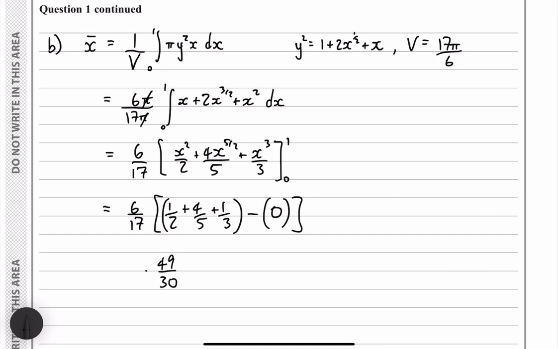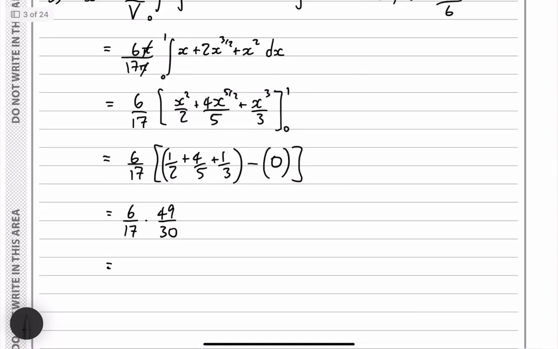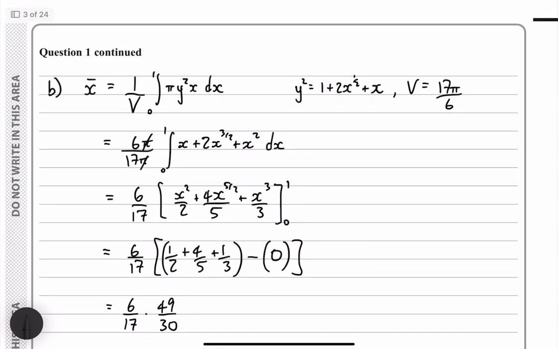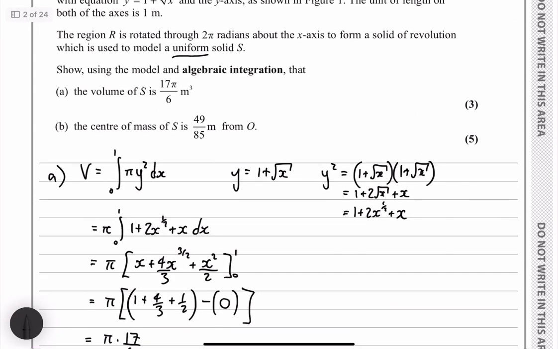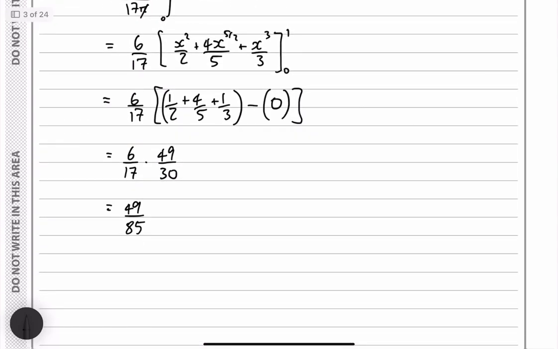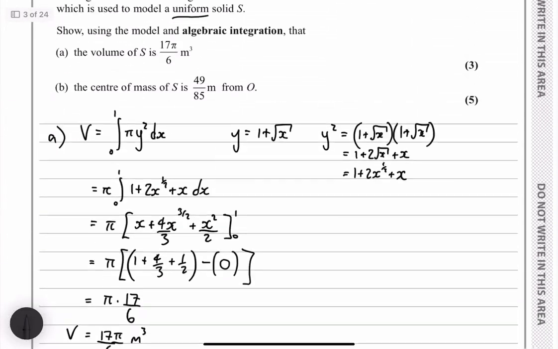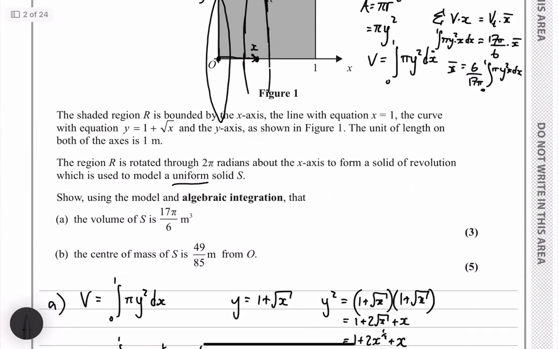We need to multiply that by 6 over 17. And that gives us 49 over 85, which hopefully was the answer they wanted. 49 over 85, centre of mass, so our units there, meters. Part B finished, question 1 finished.